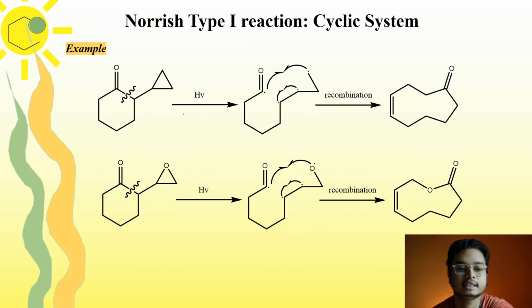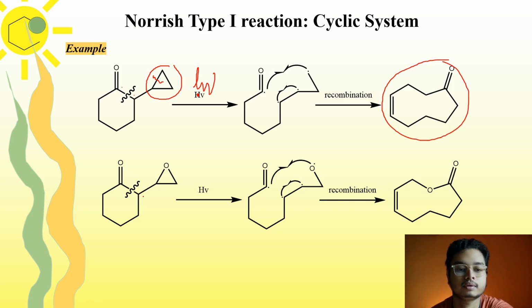Now, for example, we can take a certain example. Here you can find, under h nu, initially the alpha cleavage takes place here and generates the acyl and alkyl radical. Also this particular group has a cyclopropane ring, and we already know that cyclopropane rings are very reactive due to ring strain and angle strain. To eliminate the ring and angle strain, it undergoes reaction. So after generating this biradical, the acyl alkyl radical, this particular bond undergoes homolytic cleavage, and after that it shows recombination to give this type of product.